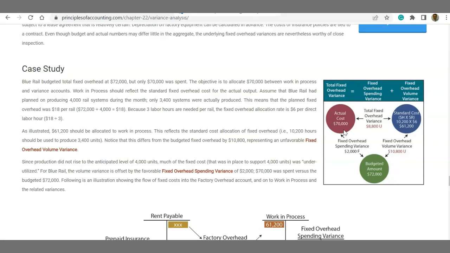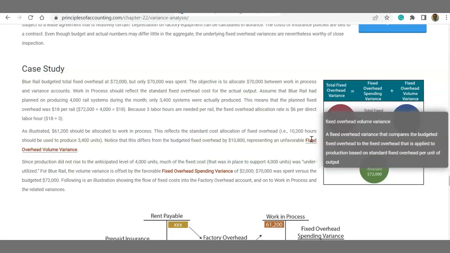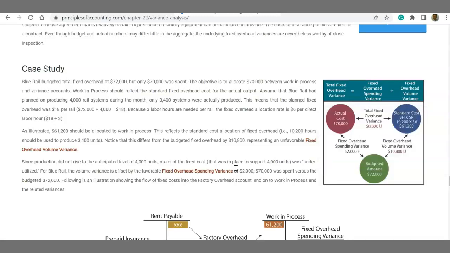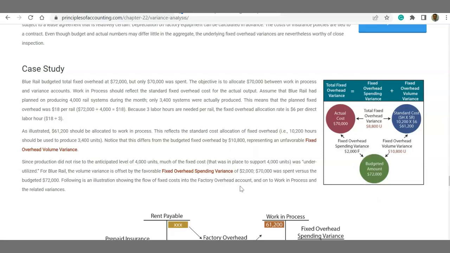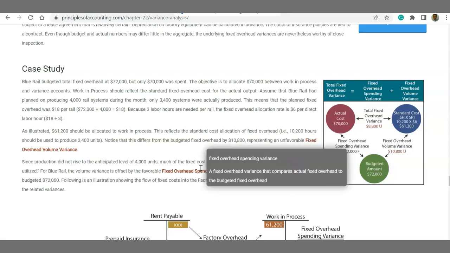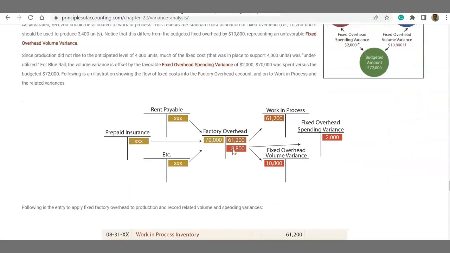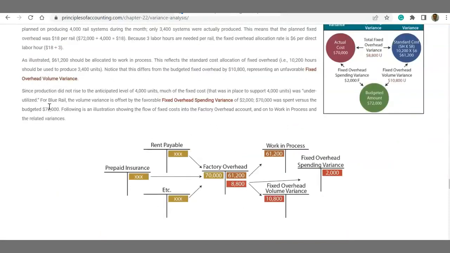So here we are looking at fixed overhead differences. Normally there is not that much difference, but anyway, there might be. So fixed overhead volume variance compares the budgeted fixed overhead to the fixed overhead that is applied to the production based on standard fixed overhead part per unit of output. Fixed overhead spending variance is a fixed overhead variance that compares actual fixed overhead to the budgeted fixed overhead. Okay, so we have fixed overhead volume variance and fixed overhead spending variance. Okay, and in this scenario, let's see.